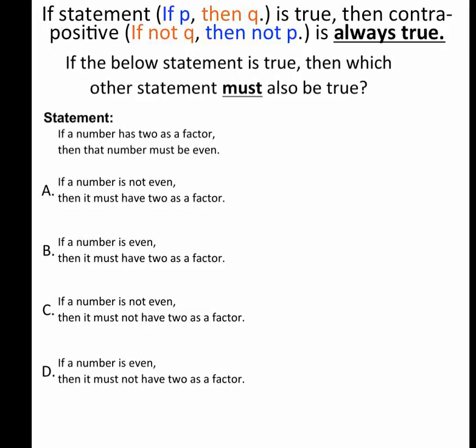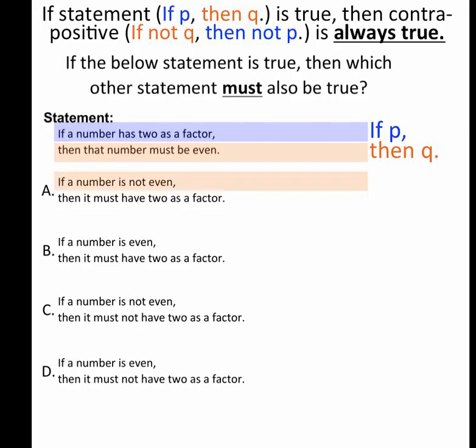So here's my statement. If a number has 2 as a factor, that's my P part, if P, then that number must be even, then Q. Okay, let's read through the statements. If a number is not even, well, there's my Q with a not with it. If not Q, that's a good start, because that's what I need for my contrapositive. Then it must have 2 as a factor. Well, that's just my P part again. If not Q, then P.